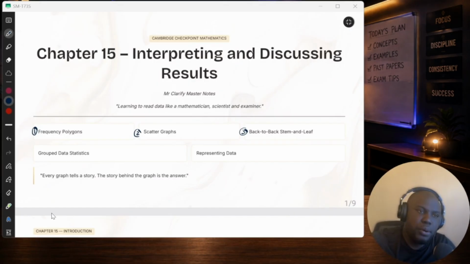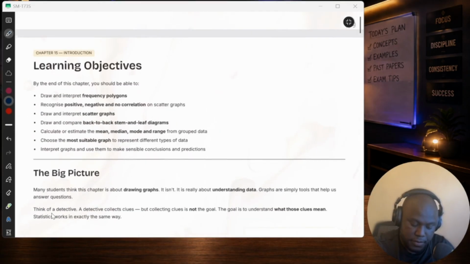So a frequency polygon, I need all of you to know what a frequency polygon is and how to make it. And then I need all of you to know a scatter graph. Then I need all of you to know a back-to-back stem and leaf diagram. Are you ready? Let's go for it.